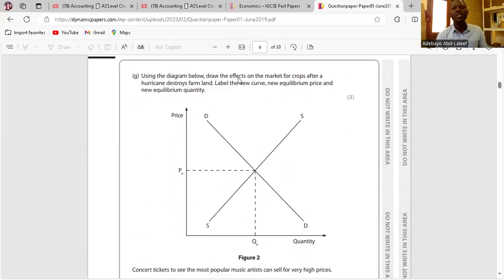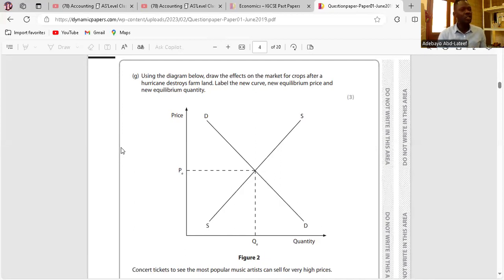So using the diagram below, draw the effect on the market for crops after a hurricane destroys farmland. Label the new curve, the new equilibrium price, and the new equilibrium quantity. Before we go into that, what is equilibrium? Equilibrium is agreement between quantity demanded and quantity supplied. Equilibrium price is the price of agreement. Equilibrium quantity is the quantity of agreement. I think the point is clear.